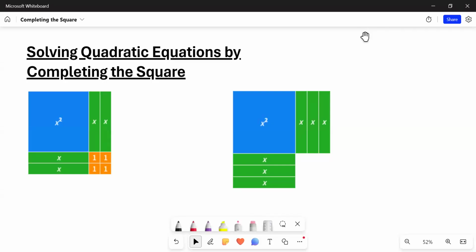Welcome to a video on solving quadratic equations using the completing the square method. So to get started, I wanted to think about polynomials and recognizing them as perfect squares.